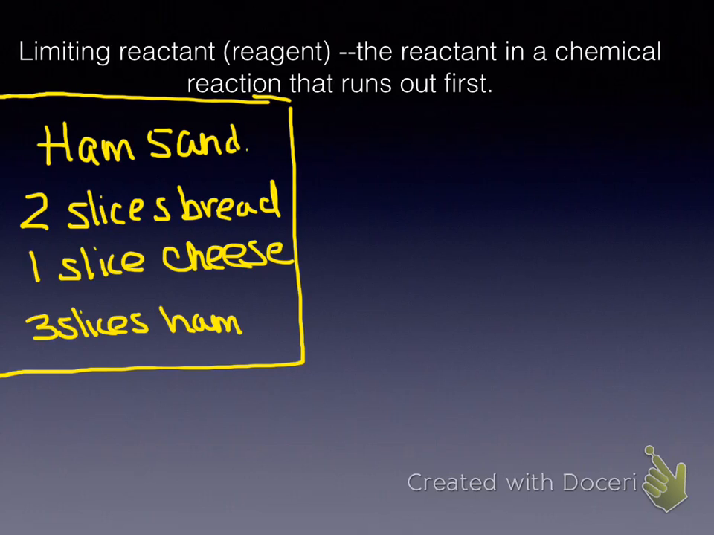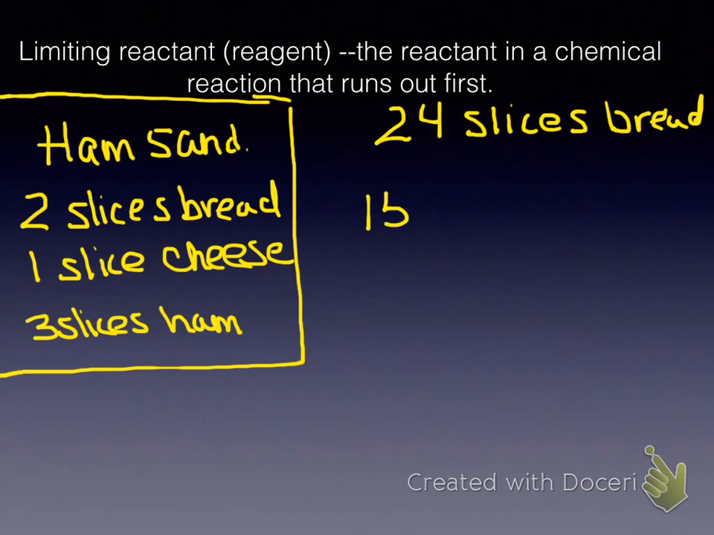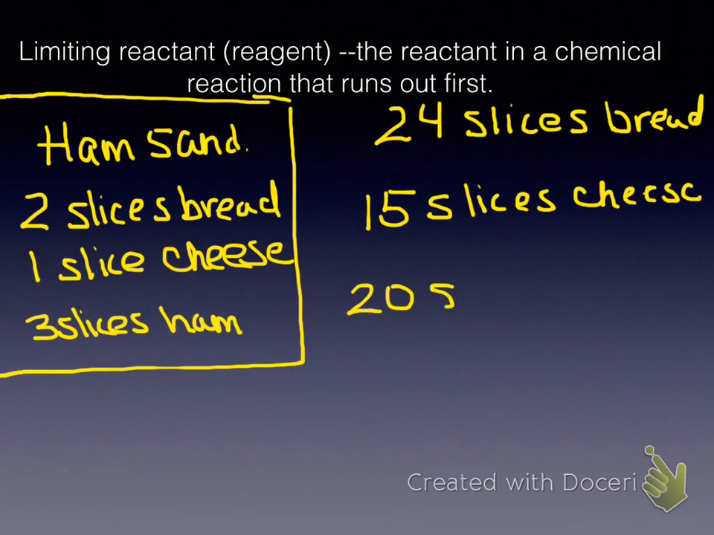everyone. So I go to my cabinet and my refrigerator, and I look, and I see that I have 24 slices of bread. I have 15 slices of cheese. And I have 20 slices of ham. The question is, how many sandwiches can I make?